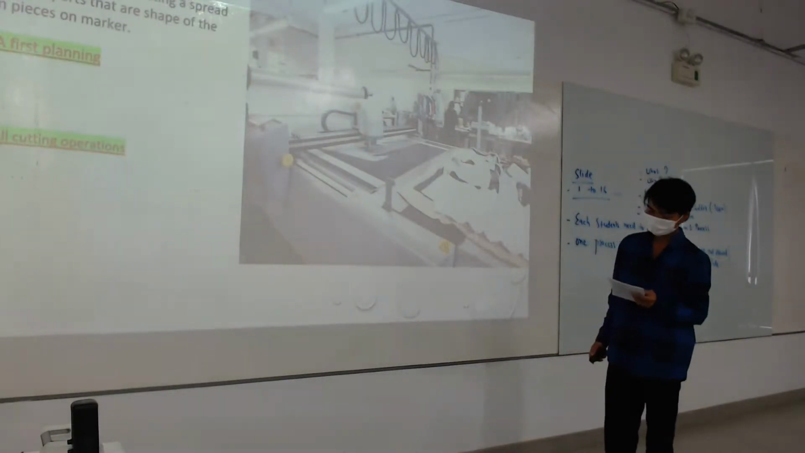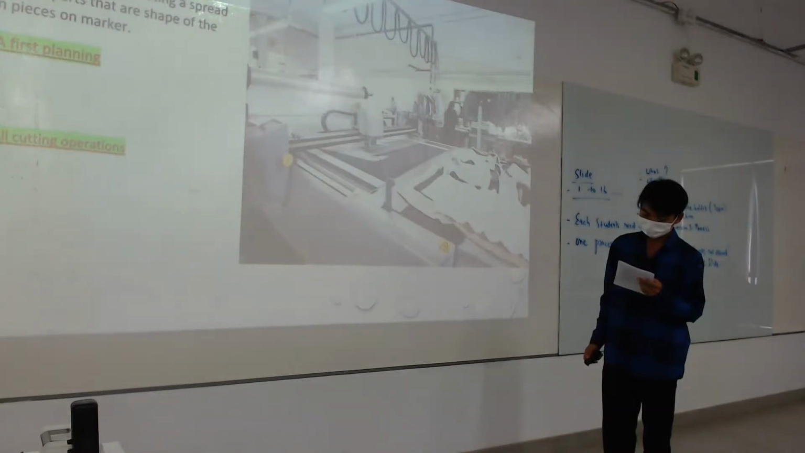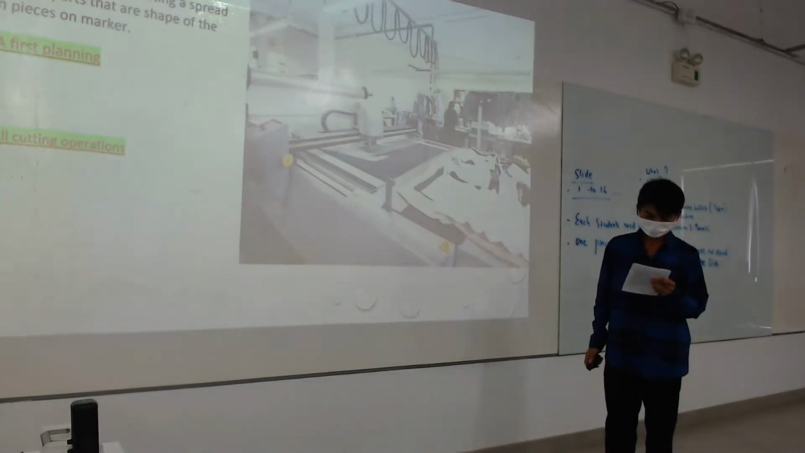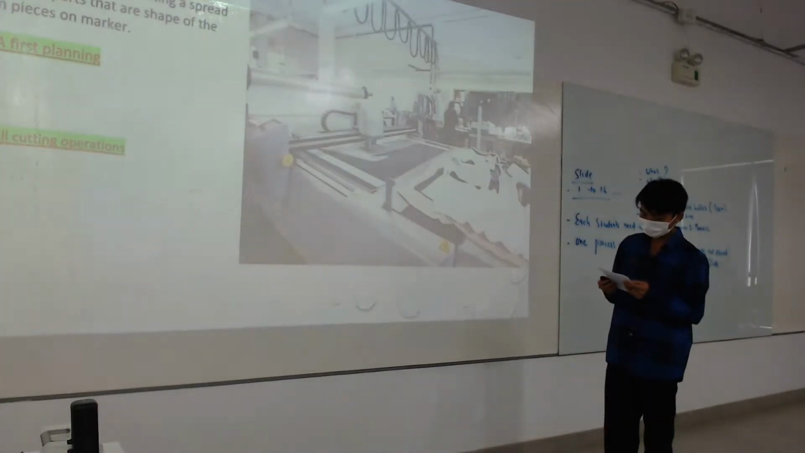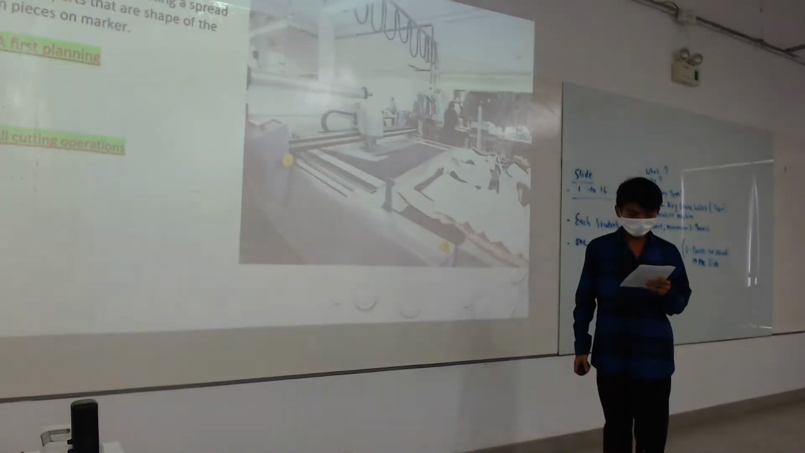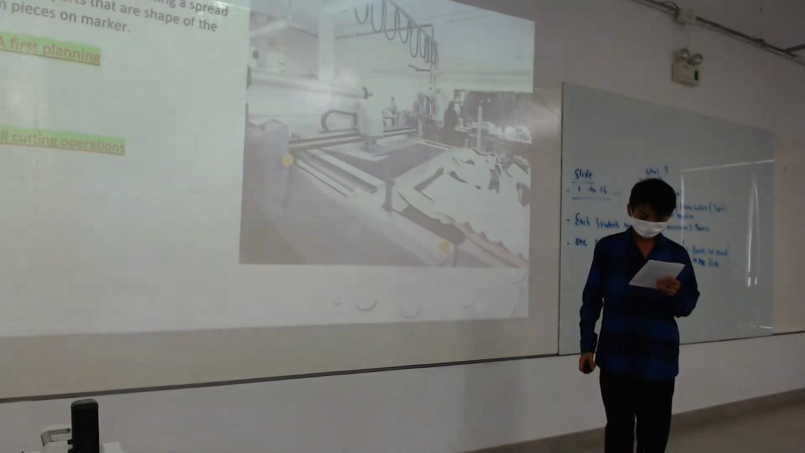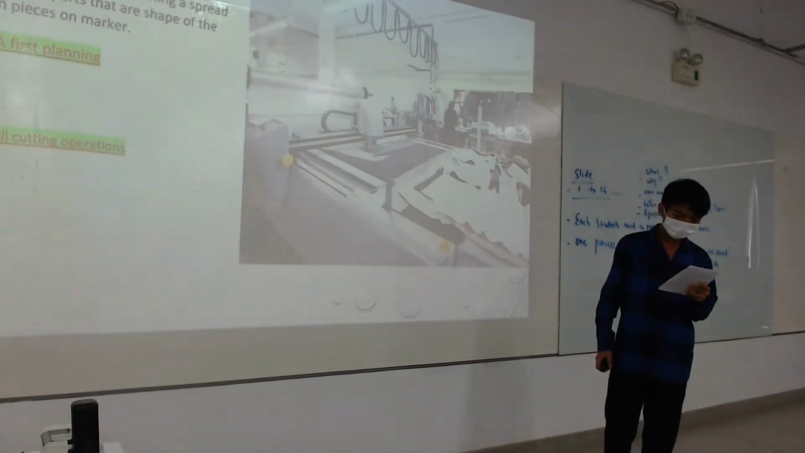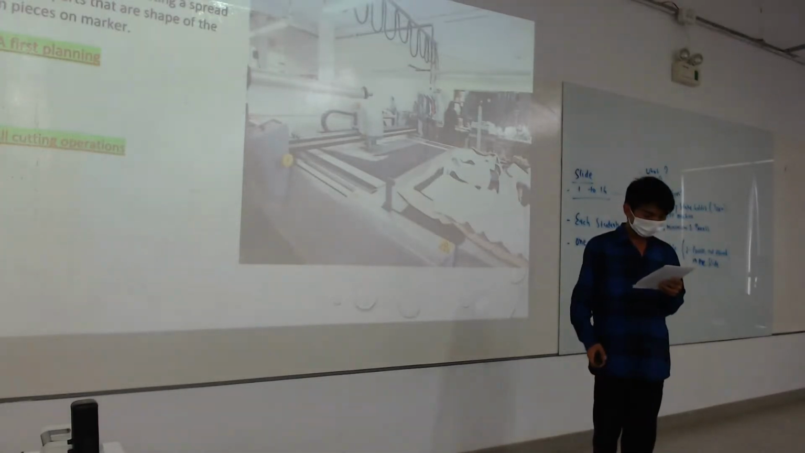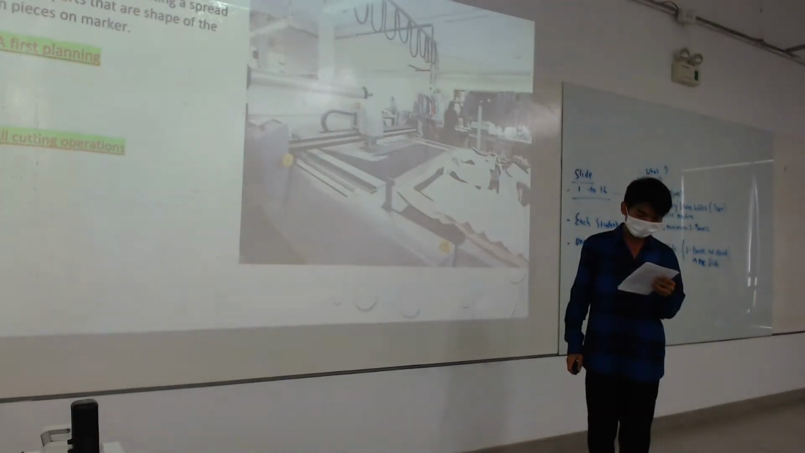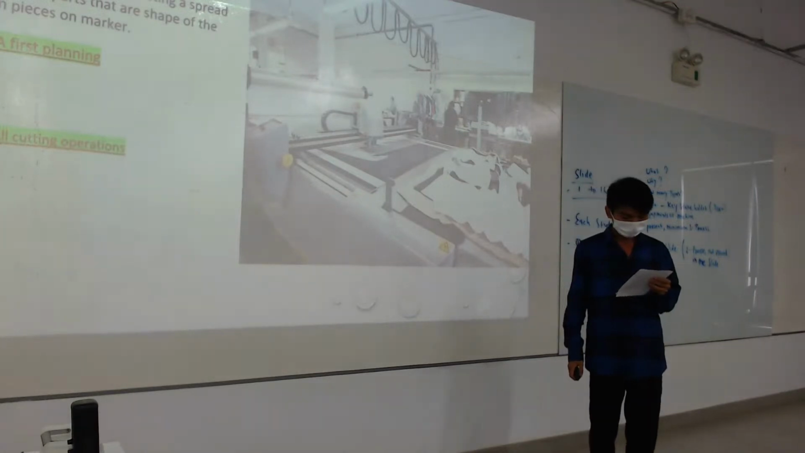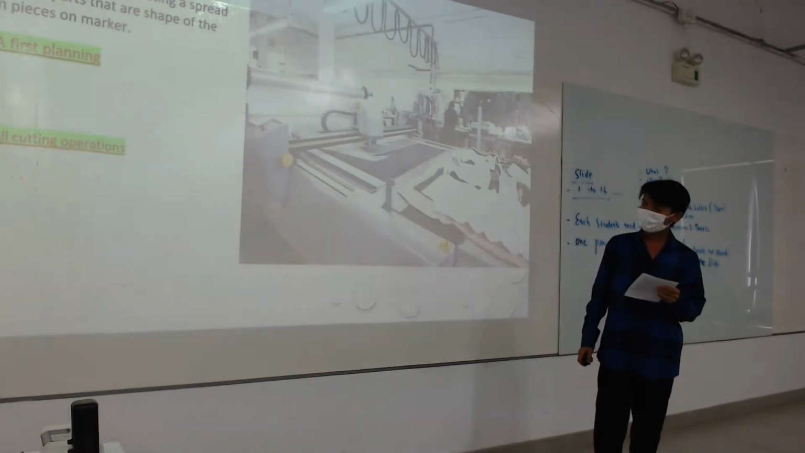The cutting room. Cutting is the separating of the garment into its components. In general, it is the production process of splitting the pack into garment parts that are shaped like the pattern pieces on the marker.